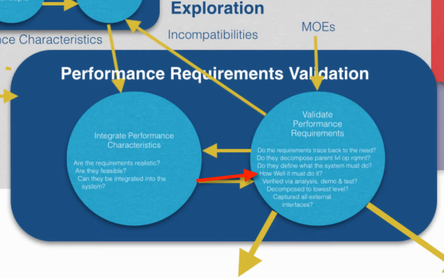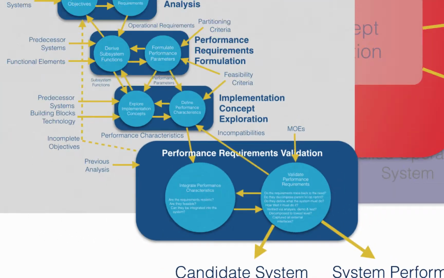Do each of your performance requirements define those characteristics and engineering terminology that can be verified by analysis, demonstration, test, or inspection? Have you completely captured and decomposed or derived all of your operational requirements and constraints, including all those interfaces with external systems, such that they're all realistically testable on an individual basis?